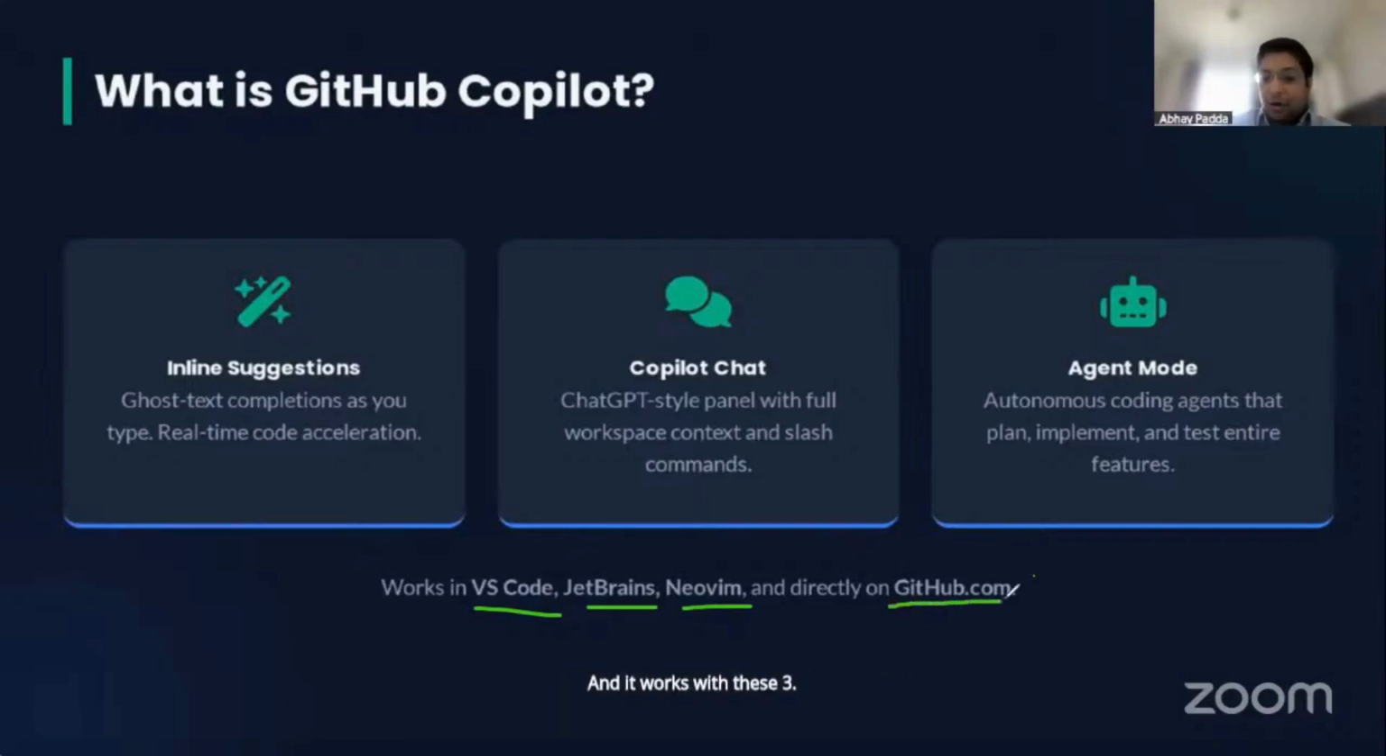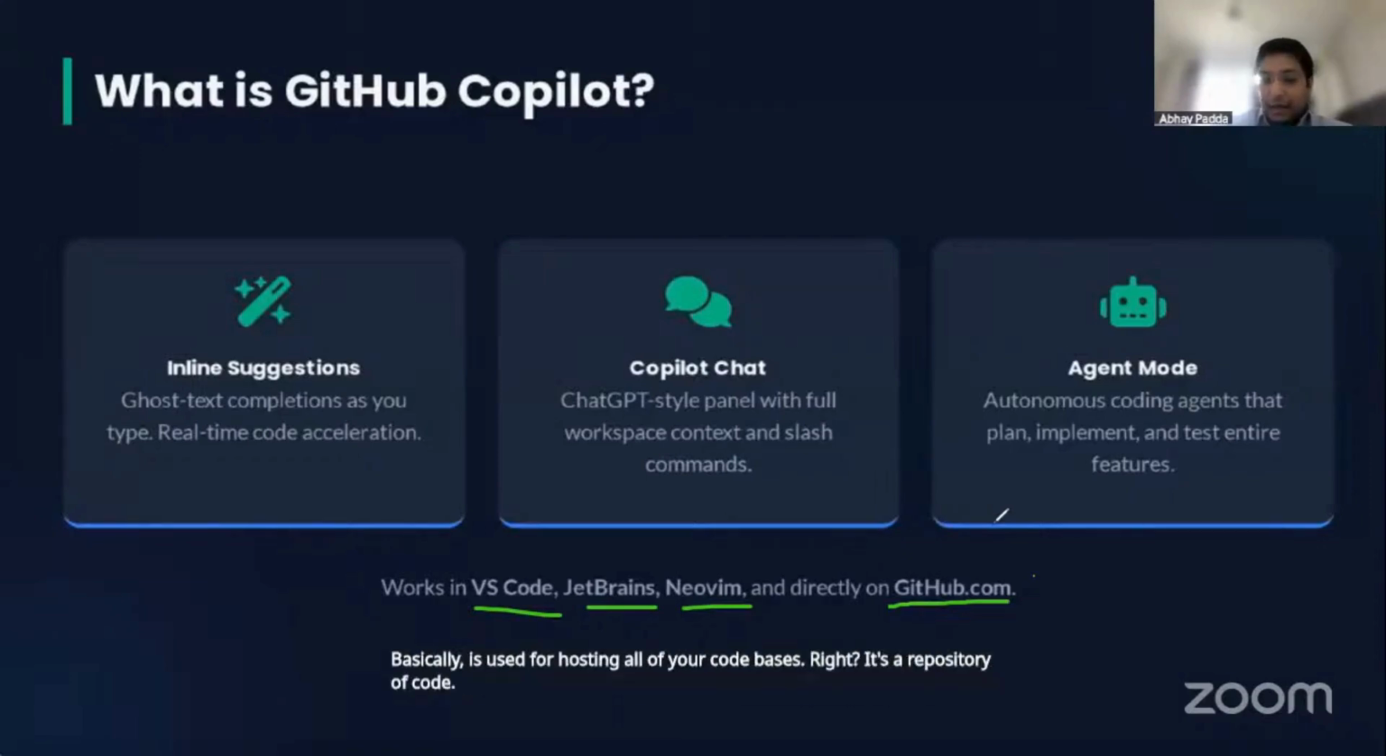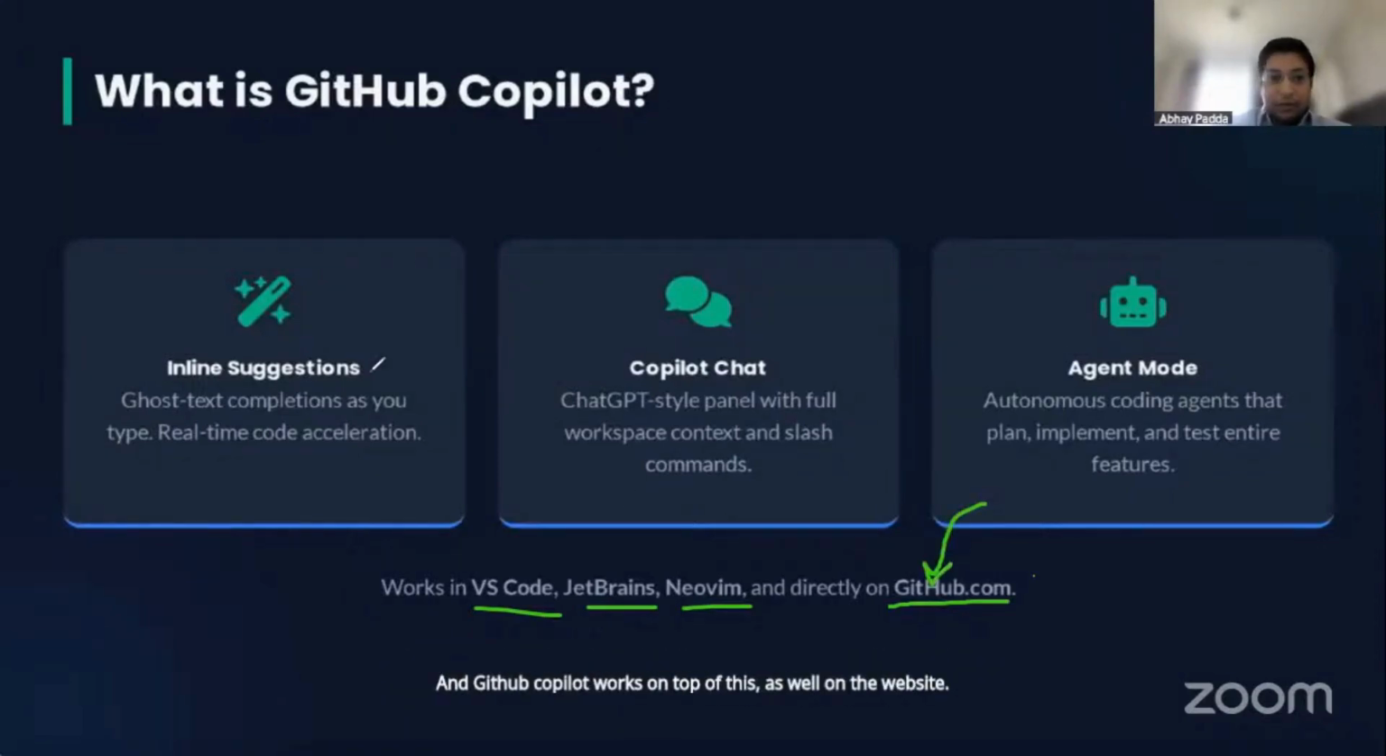right? GitHub.com is a website which is essentially owned by Microsoft, and it basically is used for hosting all of your code bases, right? It's a repository of code, and GitHub Copilot works on top of this as well on the website, right? So we're going to talk about all of these things, and we will be focusing specifically on VS Code. So very importantly, how do you set it up? How do you set it up for success?